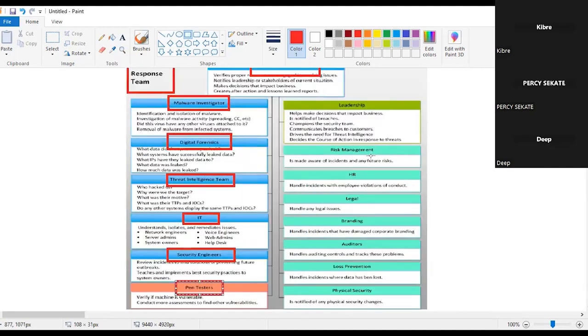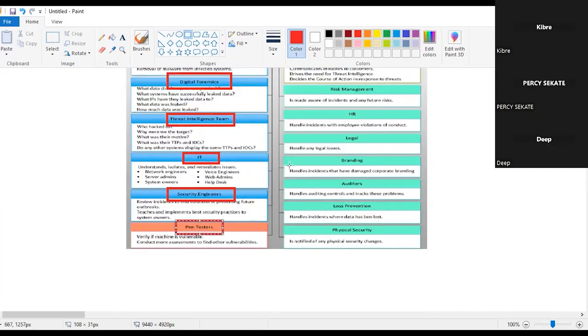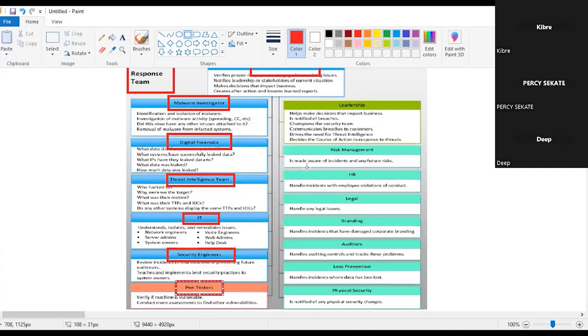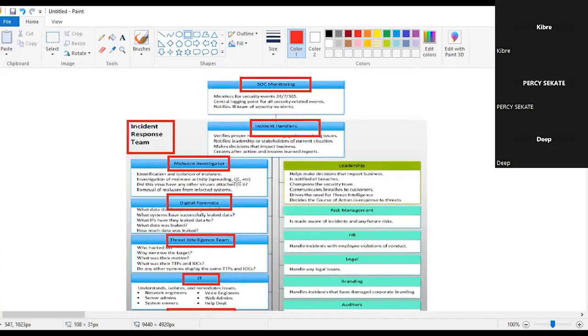There are lots of teams: leadership, risk management, HR, all of this. All of these have a different, important responsibility to maintain and to lower the risk in the organization. So they work in sequence.